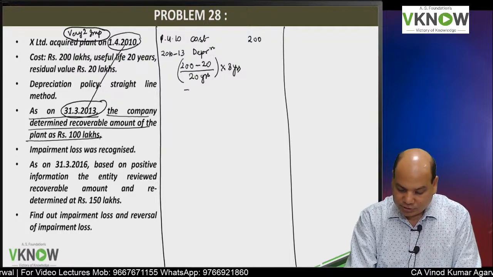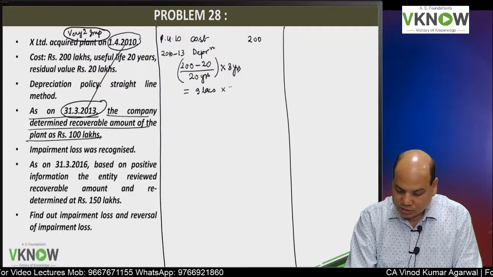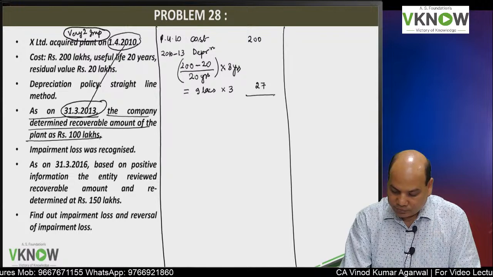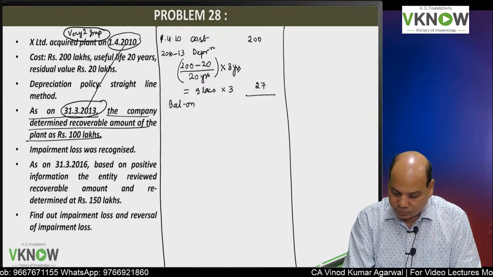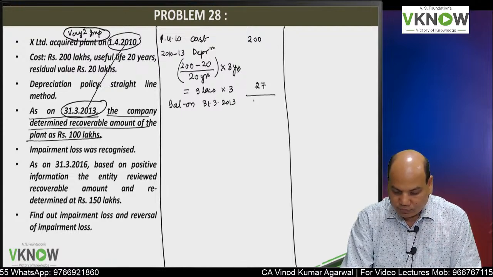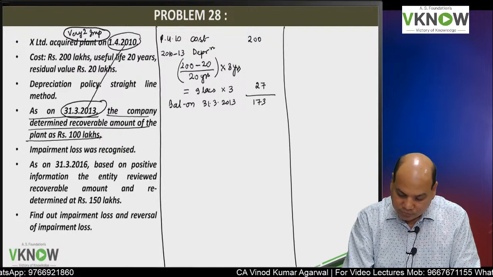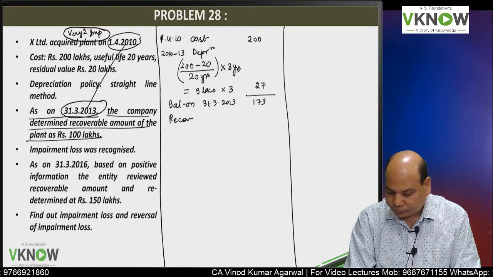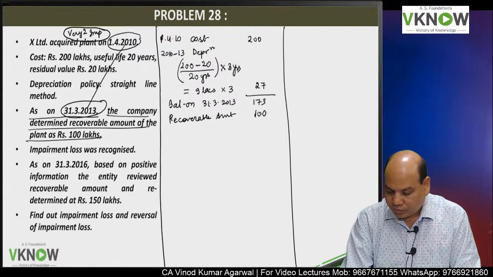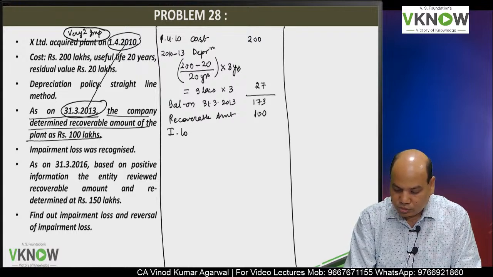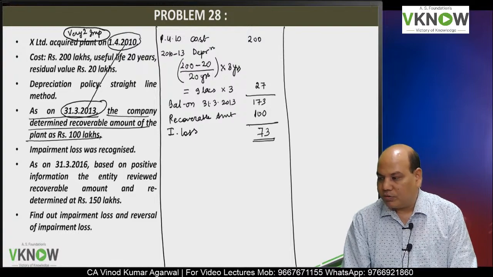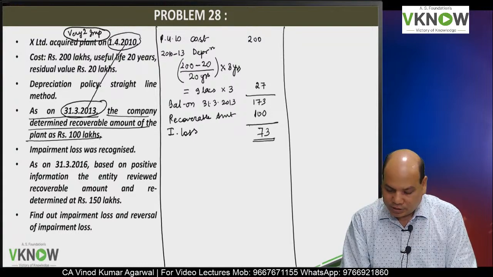So annual depreciation is 9 lakh. 3 years are over, so total depreciation provided is 27. Therefore, balance on 31st March 2013 will be 173 lakh. And what is the recoverable amount? Recoverable amount they have given is 100 lakh. So do you think there is an impairment loss? The answer is yes. You will have to provide for impairment loss of 73 lakh.